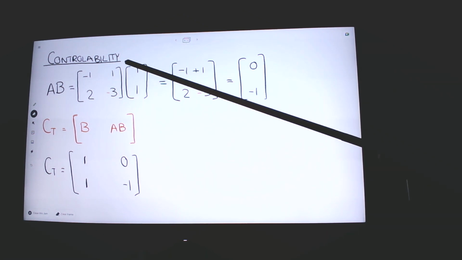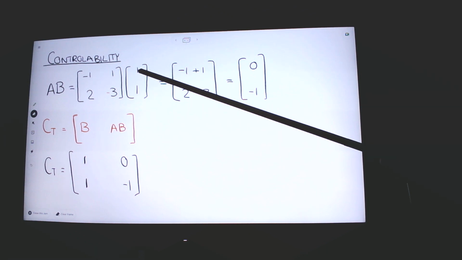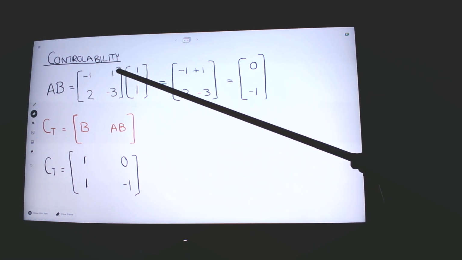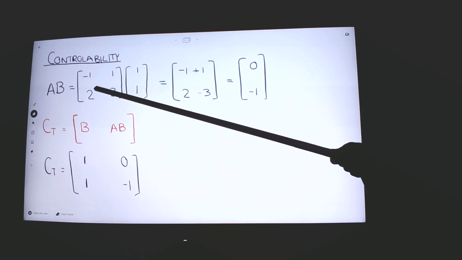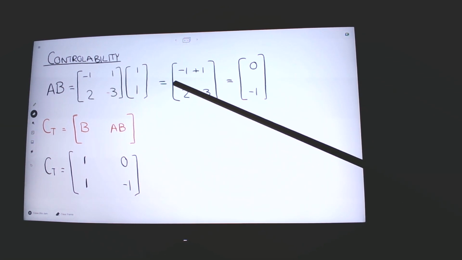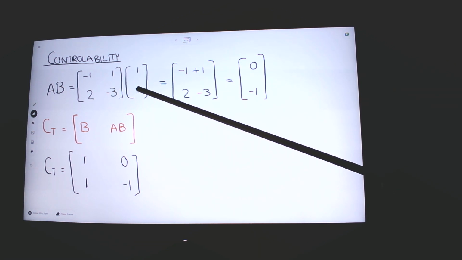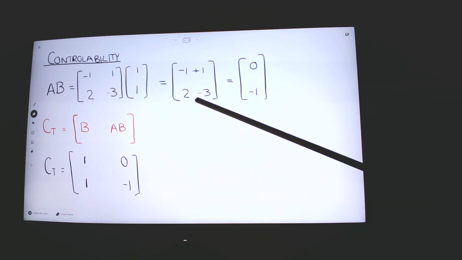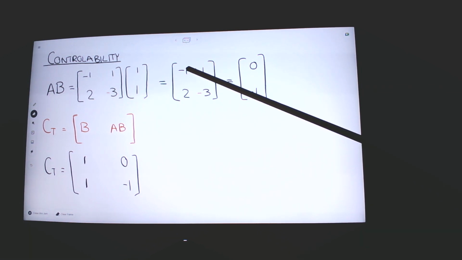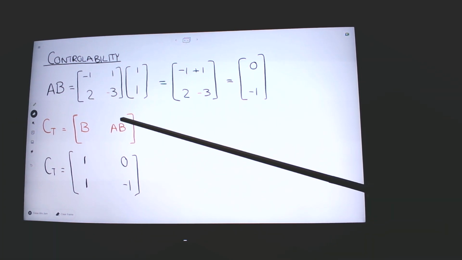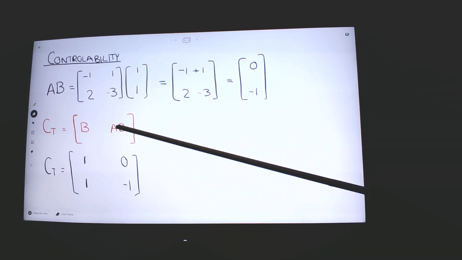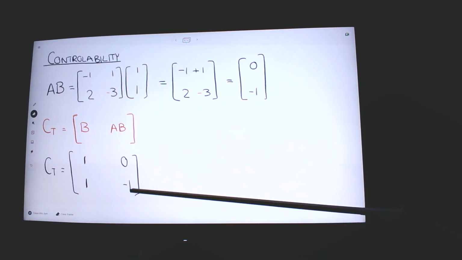So when you multiply, it's minus 1 times 1, which is minus 1, and 1 times 1, which is plus 1 here. Then you do 2 times 1, which is 2, plus minus 3 times 1, which is minus 3. So the top one is minus 1 plus 1, which is 0, and 2 minus 3 is minus 1. So now you got the AB. Once you got the AB, you need to put it in here. So instead of B, you put 1, 1. Instead of AB, you put 0, minus 1.